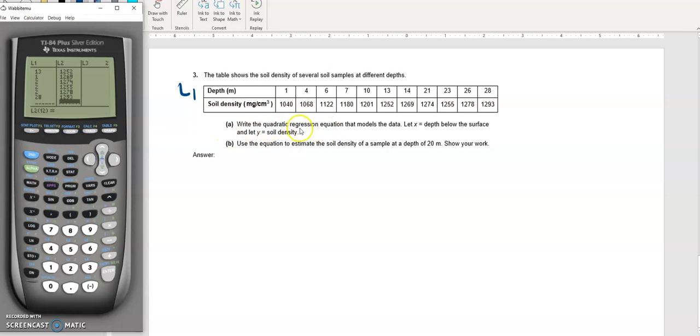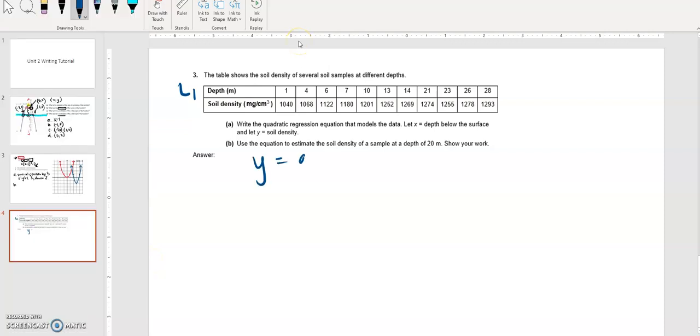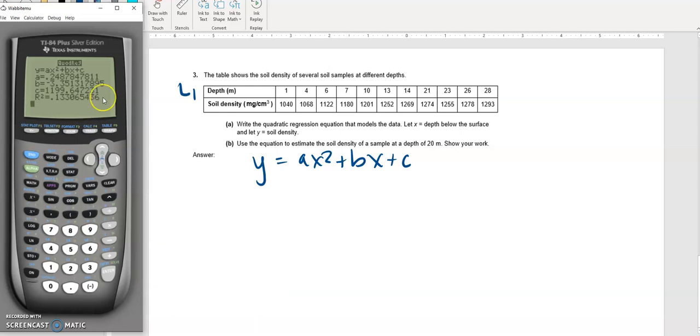Part A is asking me to write the quadratic regression equation that models this. So I'm going to go back to the stat button. I'm going to arrow over to calculate, and then I want number 5, quadratic regression. So I'm going to come down and tell it to go ahead and calculate. As you can see, at the top it tells you the equation, and then it tells you what A, B, and C are. So there we go. A is 0.25.